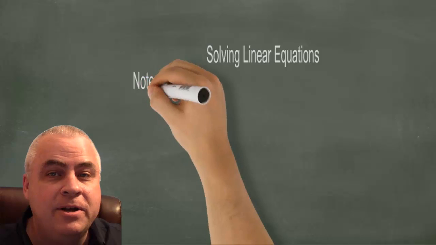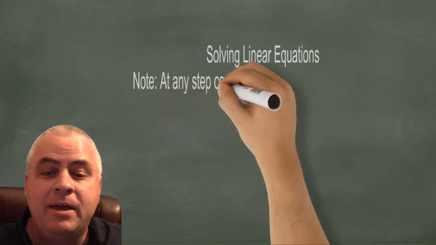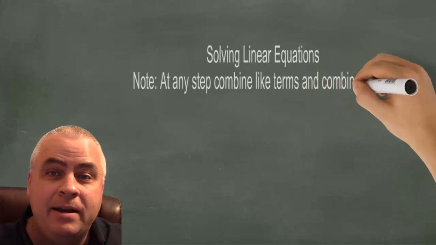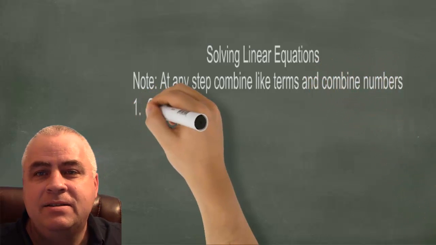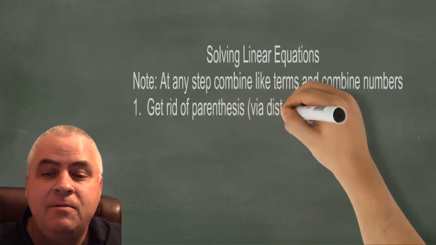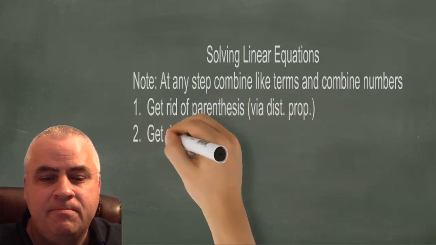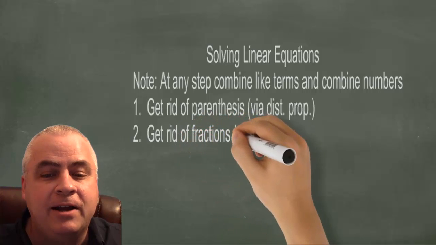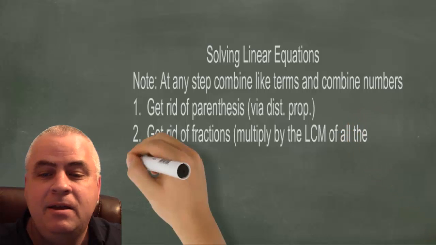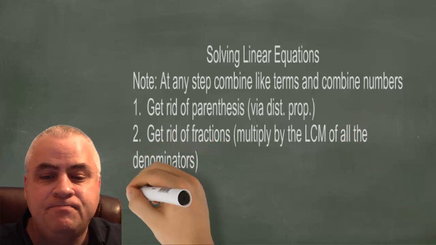Solving linear equations. Our note at the top: at any step, combine together like terms and combine numbers. Step 1. Get rid of parentheses via the distributive property. Step 2. Get rid of fractions. Multiply by the LCM of all the denominators.